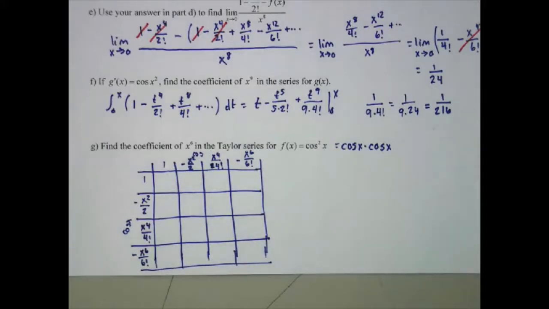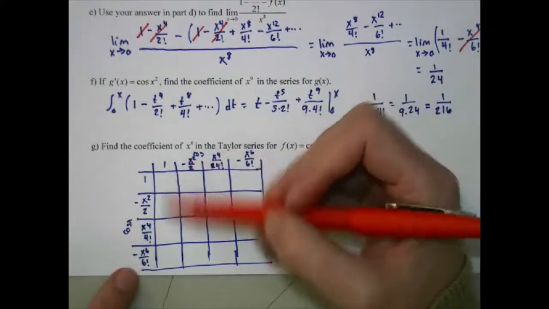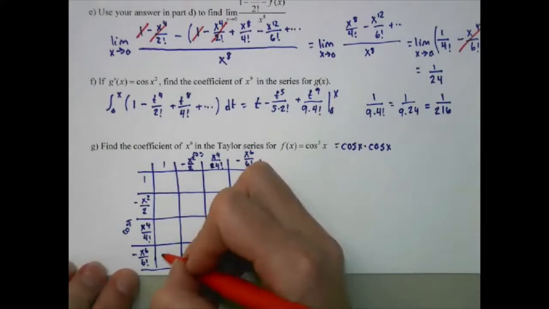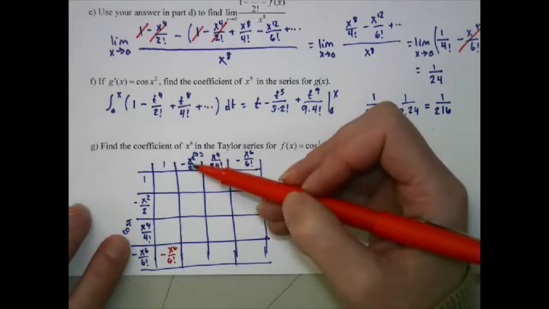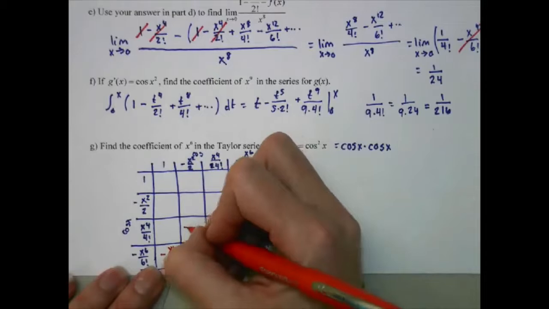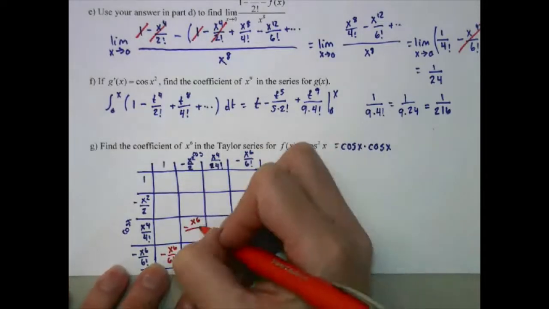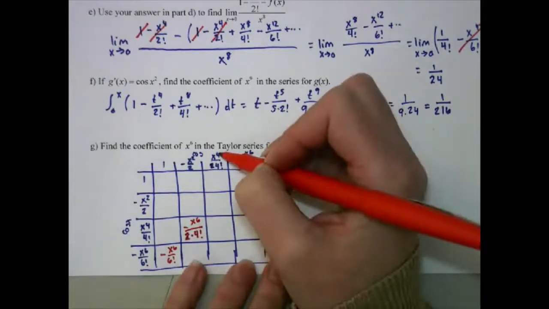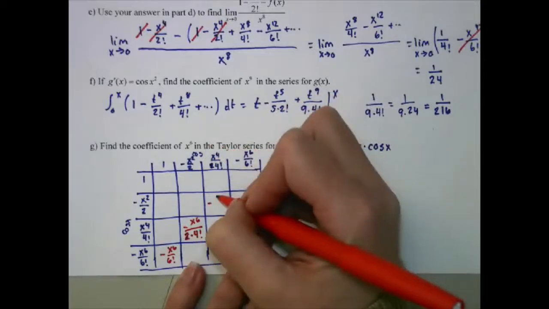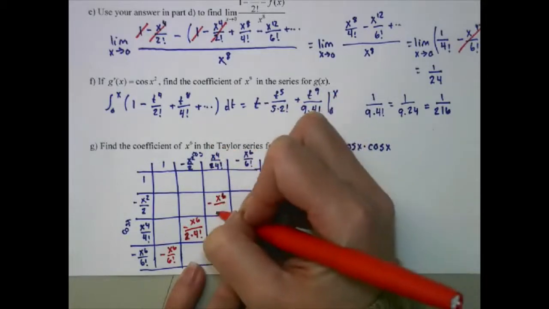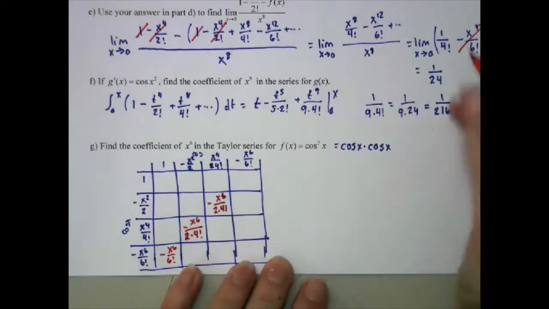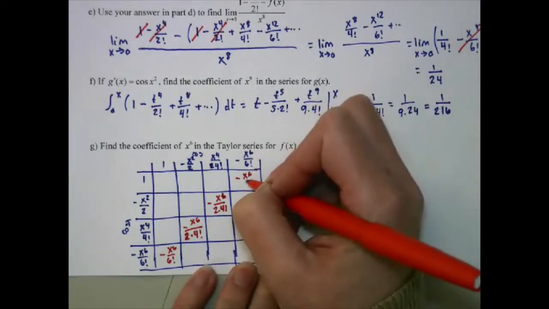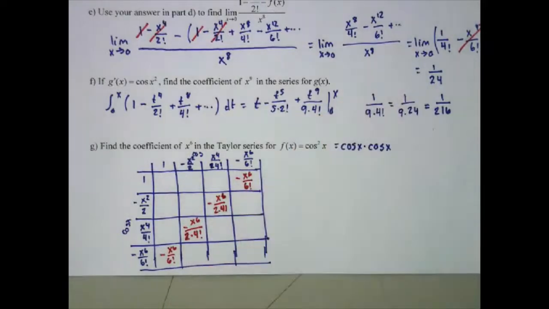All right. So I only care about the ones that are going to result in a degree 6. So that's going to be if I multiply a 1 times a 6. So this is going to be negative x to the 6th over 6 factorial. It'll happen if I multiply a 2 and a 4 together. So this will be a negative x to the 6th over 2 times 4 factorial. Here and here gives me the same thing, negative x to the 6th over 2 times 4 factorial, and then negative x to the 6th over 6 factorial.